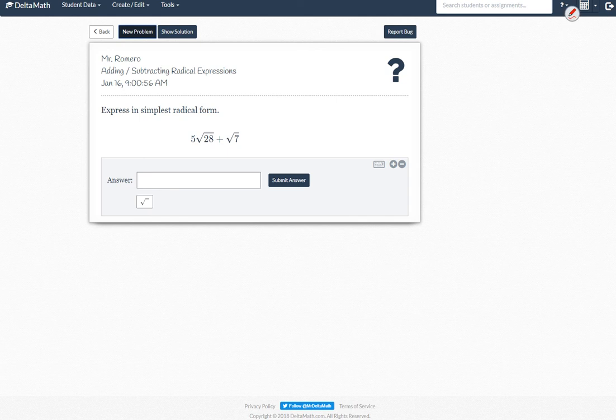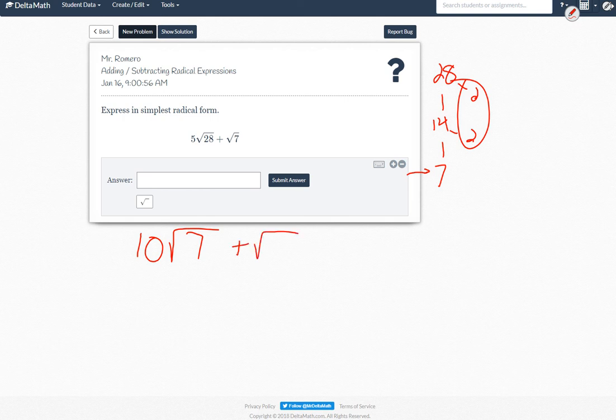Can I do anything with the 28? Yes. Can I do anything with a 7? No, why not? It's prime. I'm bringing out a 2, but there was already a 5 on the outside. What's 5 times 2? 10. What's left on the inside is poor little 7 who had nobody to play with, and he just ran home. Then plus just square root of 7. You can't forget there's a 1 outside here.